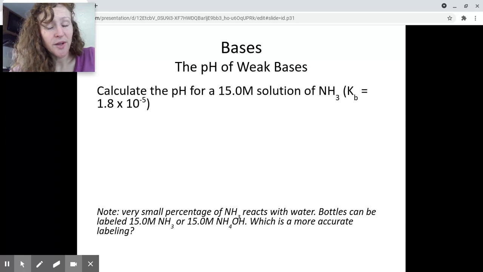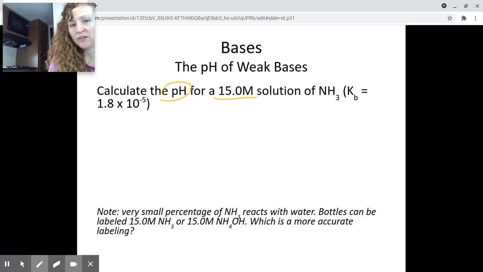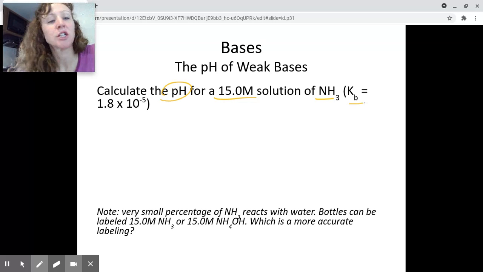Okay, so here we kind of have the flip situation. We did the pH for a strong base, a very strong base. Let's do it here. We want to calculate the pH of a 15 molar solution of ammonia. They give us the Kb in this equation. So now would be a good time to pause the video, see if you can beat me to the end.